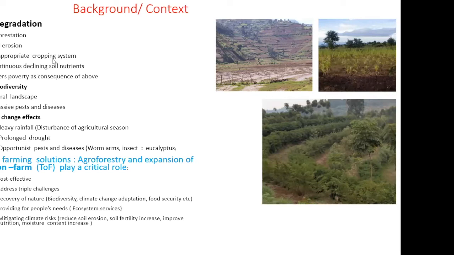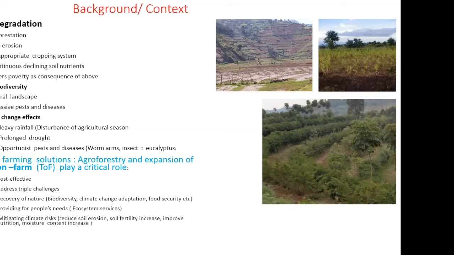There is also loss of biodiversity, of course, due to this land degradation. That is why we are making a lot of effort to convince the CBD that there is a niche for biodiversity in the agricultural landscape. We also have the effect of using massive pesticides, which destroy much biodiversity like bees, and even farmers start complaining. There is the effect of climate change: heavy rainfall, which disturbs the agricultural season, prolonged drought, opportunist pests and diseases, and many more like that.